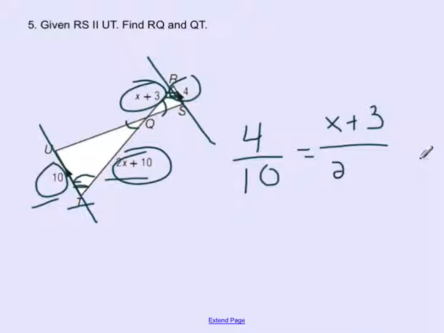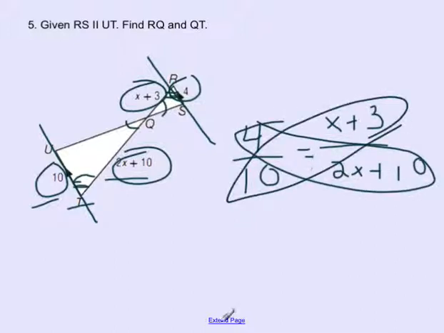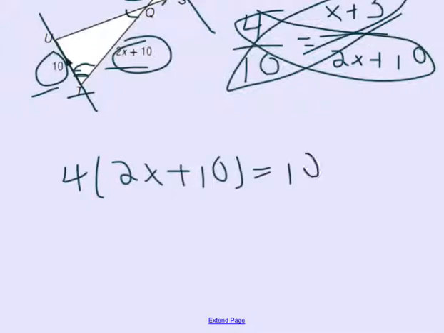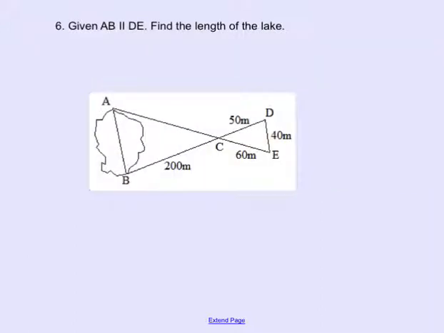So now we can go ahead and we can solve this using cross multiplication. Okay, so set this up. So then we have 4 times 2x plus 10 is equal to 10 times x plus 3. So I'm going to give that a second to catch up. So for the sake of time, what I want you guys to do is to go ahead and solve that for x so I can get the next one set up for you. So taking a look at number 6.